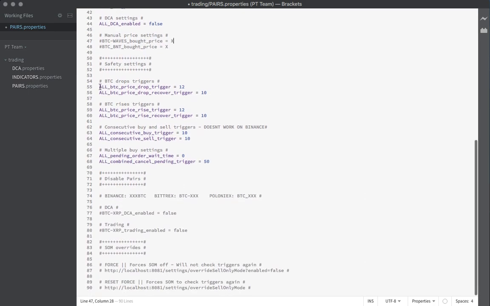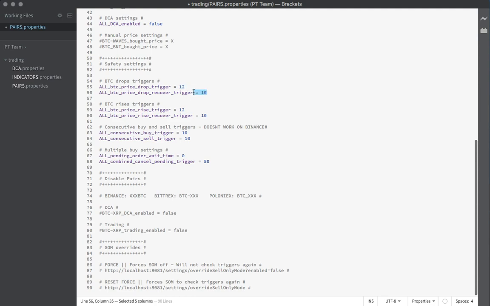BTC drops triggers. These are safety settings. All BTC price drop triggers. So if Bitcoin price on your exchange drops by a set percentage that you pick here, then it'll go into sell only mode. I currently have this set to 12. So this is just an example. If the Bitcoin price drops by 12% over the last 24 hours, then it goes into sell only mode.